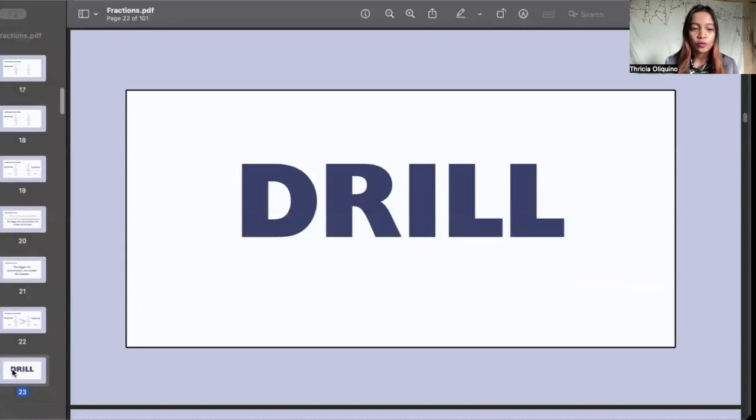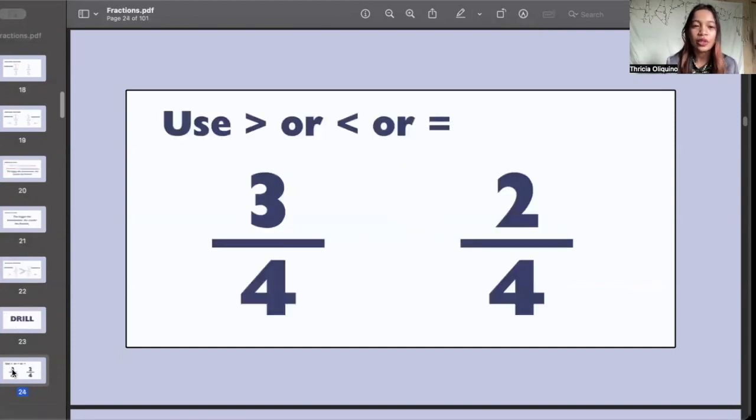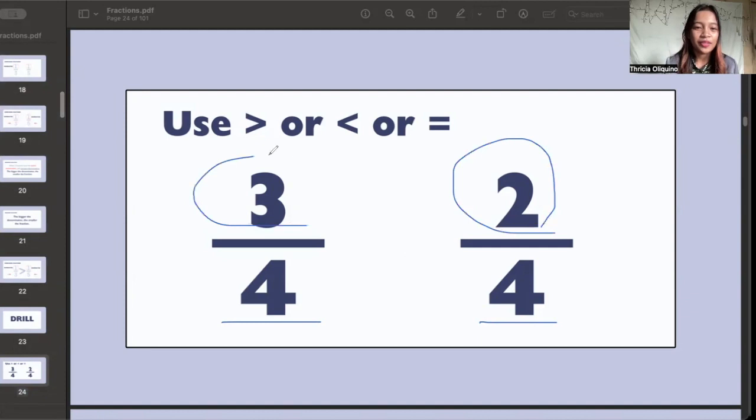To further review your knowledge and understanding, of course, we're going to have a drill. Let's see. Okay, so you use greater than, less than, or equal on this part. We have 3/4 and 2/4. As you can see, yes, they have the same denominator. What are we going to do if we have the same denominator? If we're going to compare fractions with the same denominator, all we need to do is to look at the numerator.